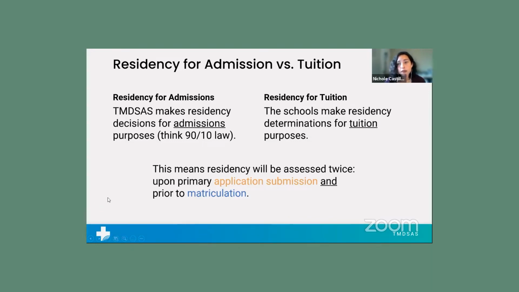So it's very possible that a person may be determined a non-Texas resident for admissions purposes. However, by the time they're ready to matriculate, the school might determine that they now meet the requirements for Texas residency for tuition. I don't want to get into all the nitty-gritty of that, but just understand that it is a process that happens twice when applying to professional school through TMDSAS.